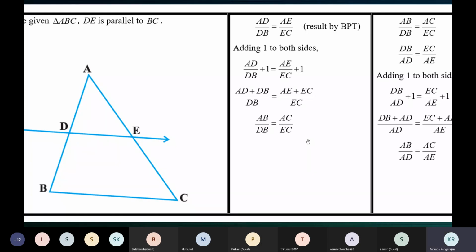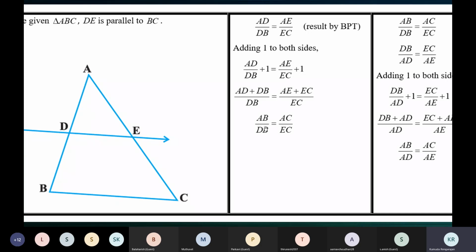So now we have 4 results, children. One is the actual result by BPT, AD by DB is equal to AE by EC. The other one is by taking reciprocals. When you take reciprocals, you get DB by AD is equal to EC by AE. So this is the main result, and by taking reciprocals, you get this one.